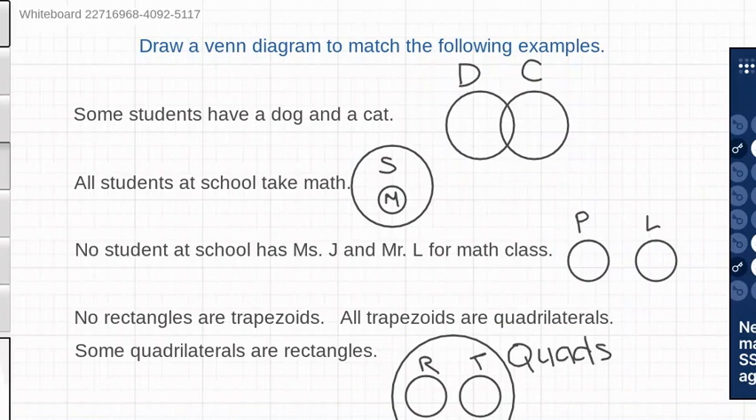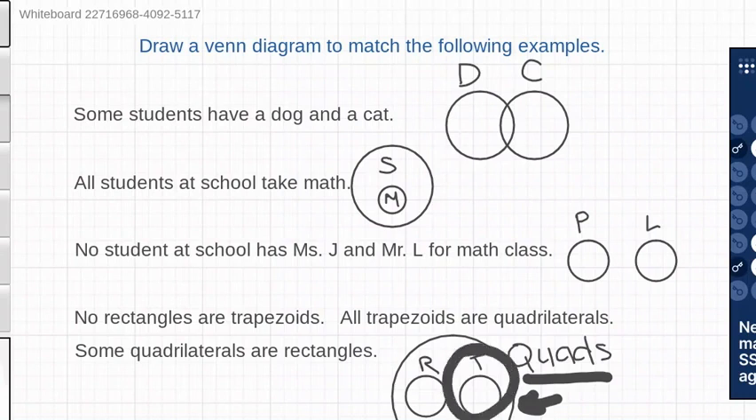Alright, so our answer would be a big circle for quads. And we can see that the rectangles and trapezoids are not touching each other since no rectangles are trapezoids. The trapezoids are in the quadrilaterals, so all trapezoids are quadrilaterals, and some quadrilaterals are rectangles. So we know it's correct. All you have to do is just check your work.